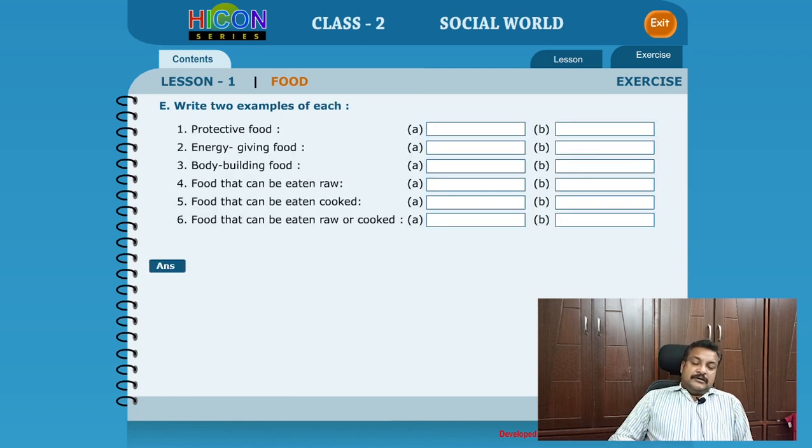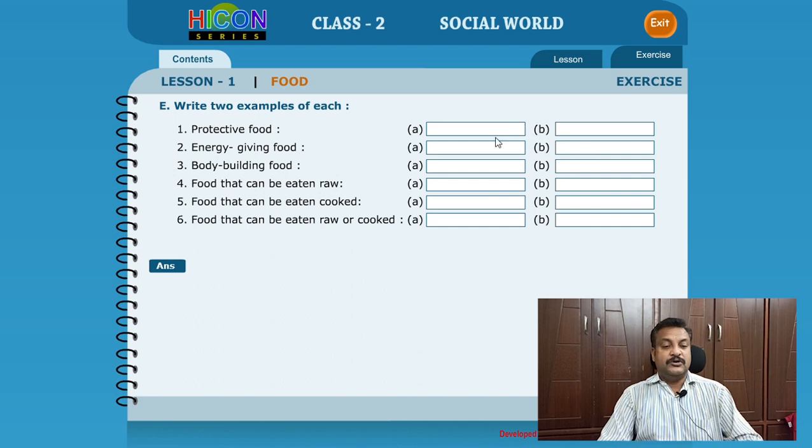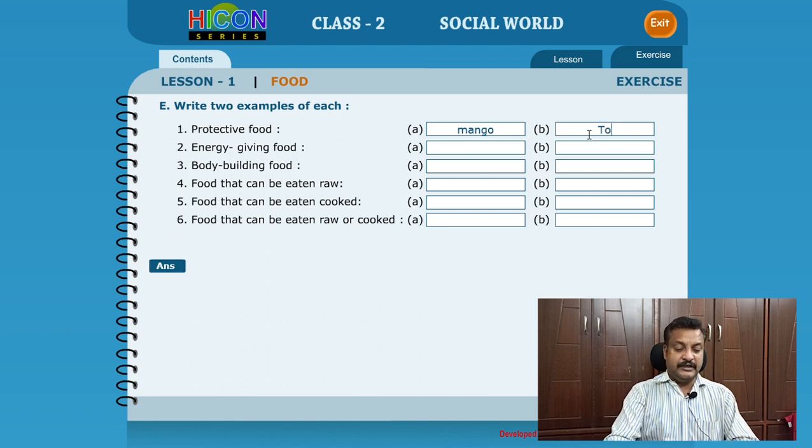So here we need to write examples for the food items mentioned there. Okay, what we need to do is to write examples for the food items given over there. Two protective foods. Protective foods are nothing else but fruits and vegetables. So for fruit I write mango here, and here I write tomato. So mango is a fruit, tomato is a vegetable. So fruits and vegetables are the major protective food.